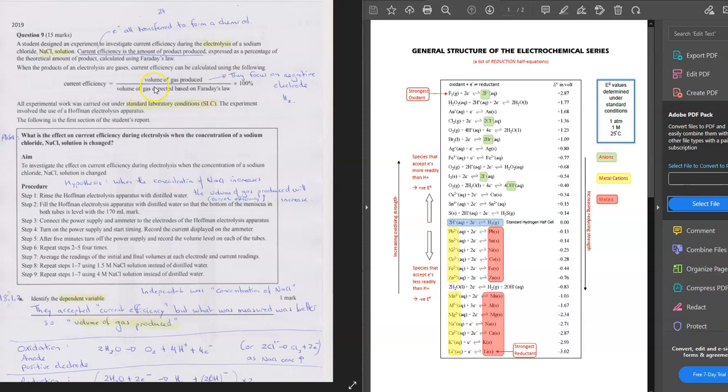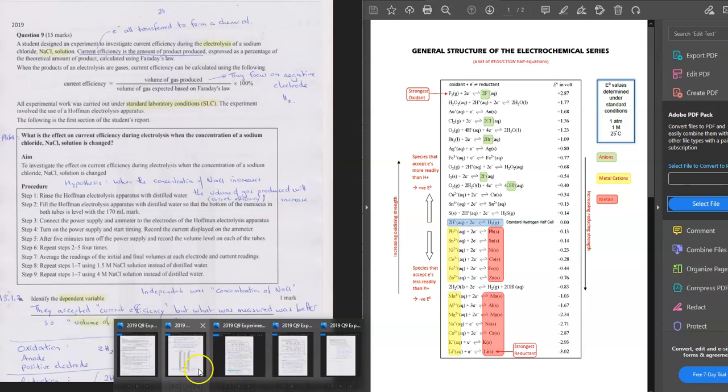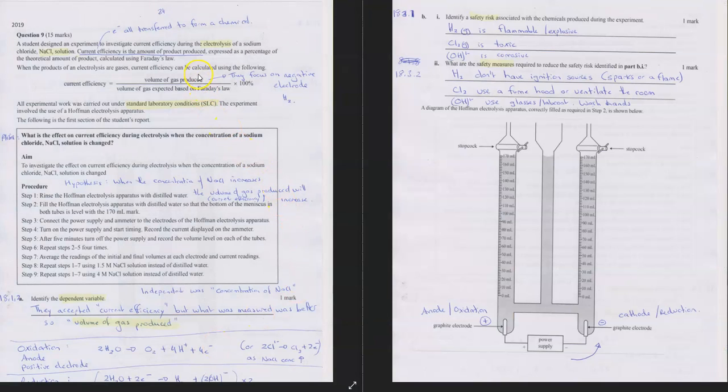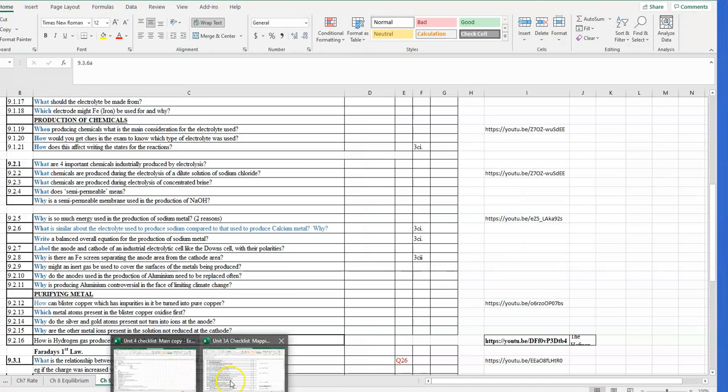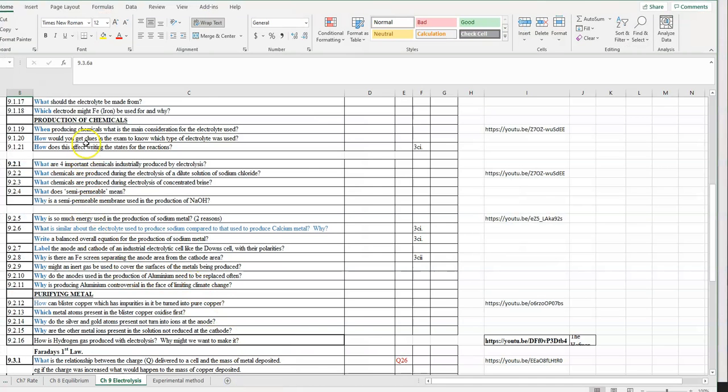During exam reading time, I would recommend that you work out what type of question you've got. We've done this before. A student designed an experiment to investigate current efficiency. At this point, you don't know what that means, but it's during the electrolysis of a sodium chloride solution. We've done electrolysis of sodium chloride before in Unit 3. We looked at when we produced chemicals, what are the 4 different sorts of chemicals that we can produce.